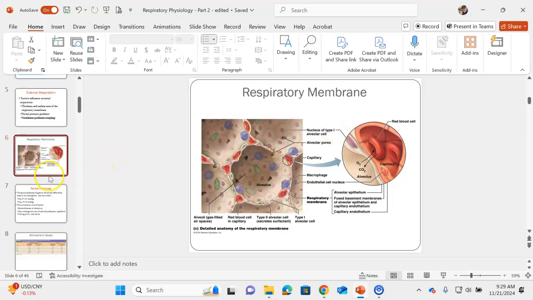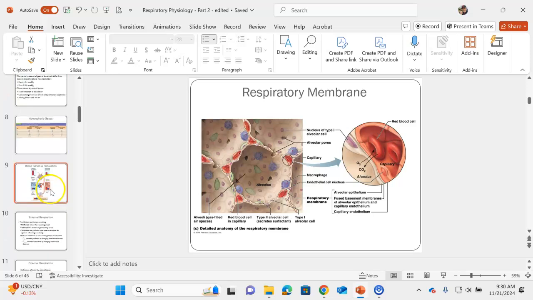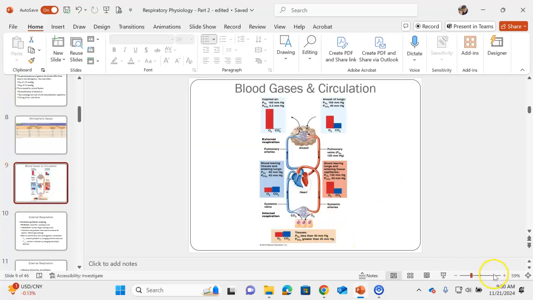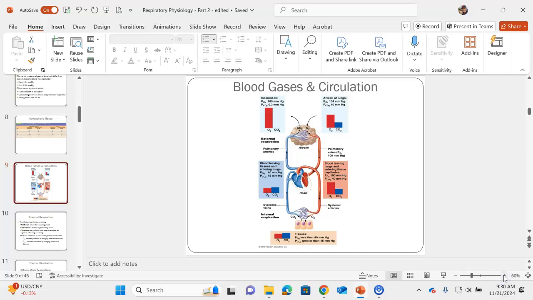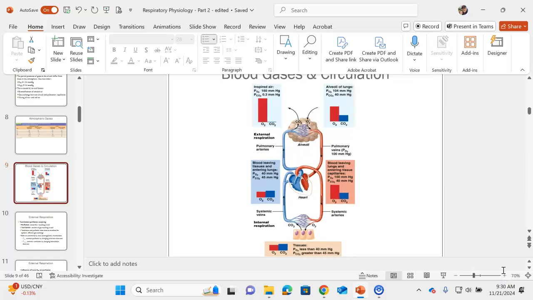Now, the next thing is partial pressure gradients. And I'm going to skip over to this slide here, and I'm going to increase its size a little bit here.